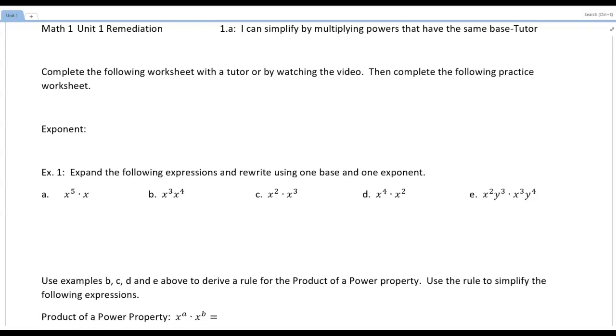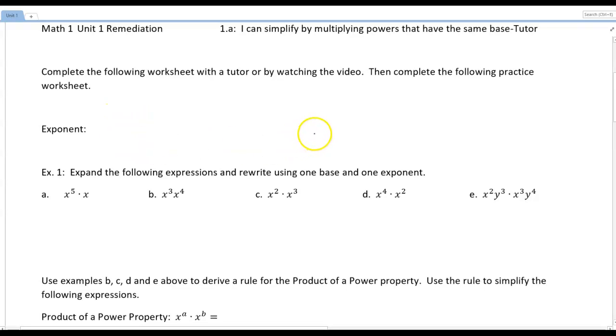Hello, Math 1 students. The first I can statement for Unit 1 was 1.I, which is I can simplify by multiplying powers that have the same base. Okay, so we're going to go back to the basics, and we're going to talk about what an exponent really does.